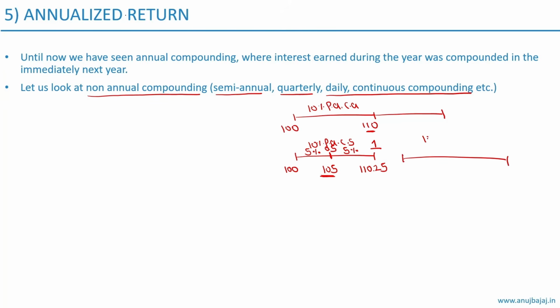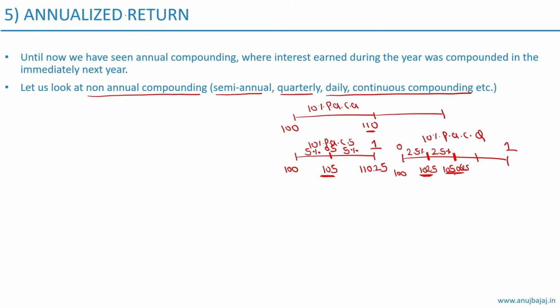Similarly, when we have 10% per annum compounded quarterly, the interest earned will be compounded 4 times in a year. Say if I invested $100, then the interest rate per period will be 2.5%. So at the end of the first quarter, I will earn 2.5 as the interest. The value will be 102.5. On this 102.5, I will again earn an interest rate of 2.5%. So the value at the end of the second quarter will be 105.0625.